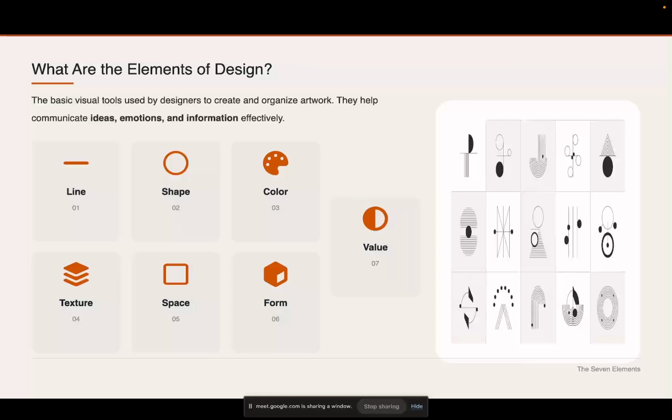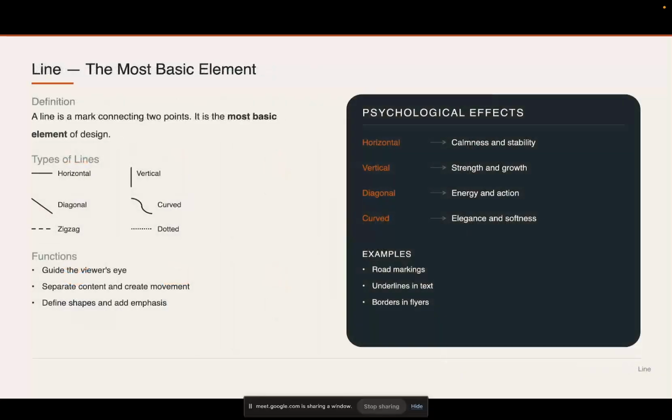So every line is either a rectangle shape or it's a rectangle with two circles at the edge. So it could give it that curve, like the curve you have over here is also a result of having a rectangle and two circles at the lines there. So we also have shapes, we have colors, we have textures, we have space, we have form, and also values. So let's start with lines.